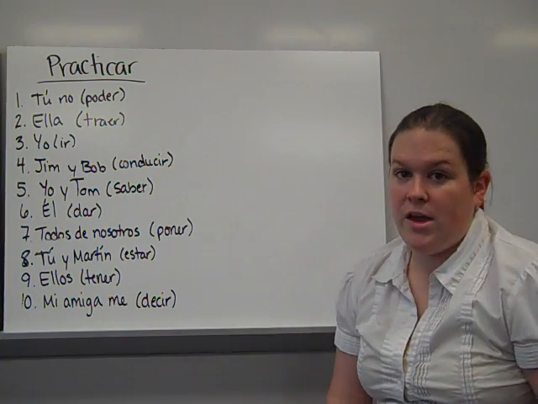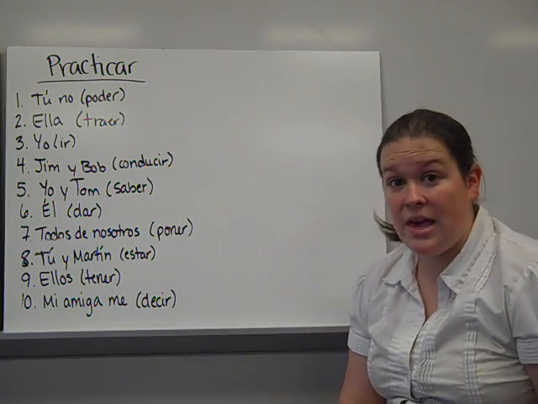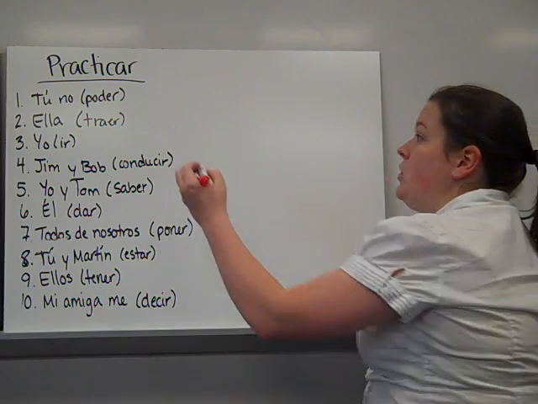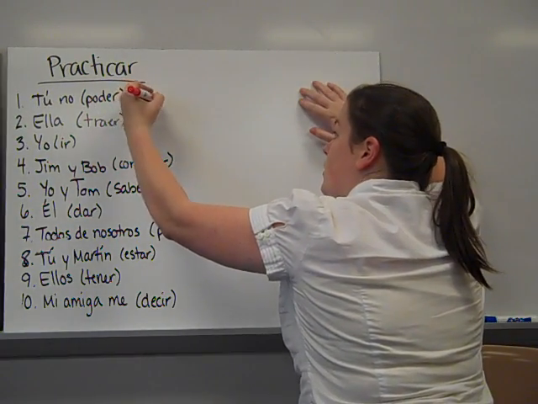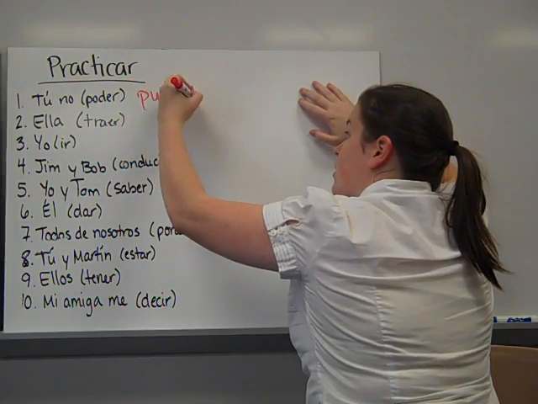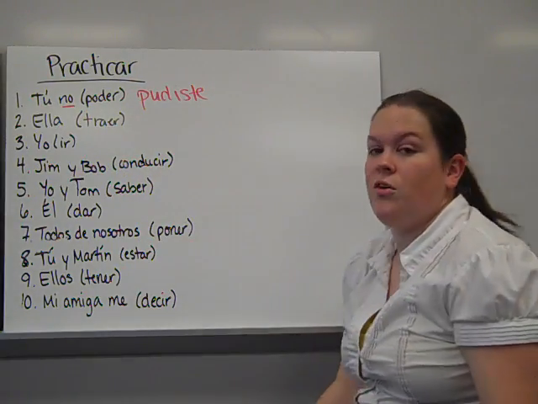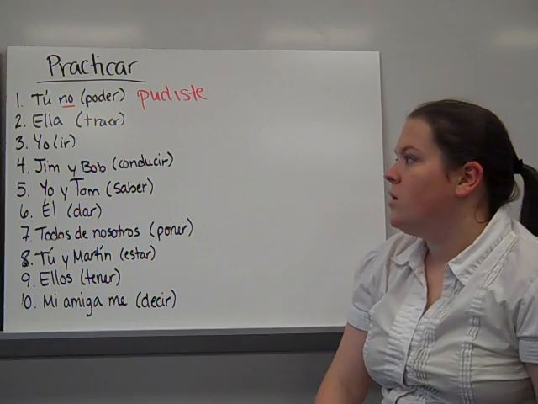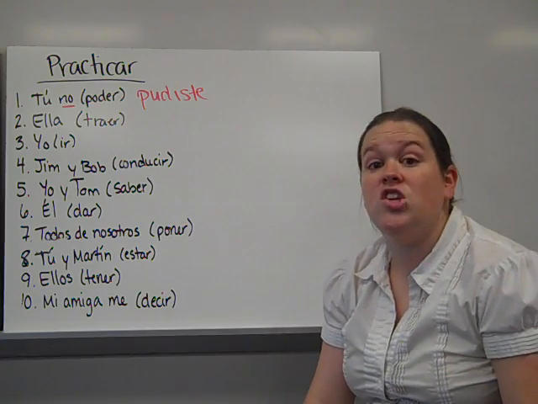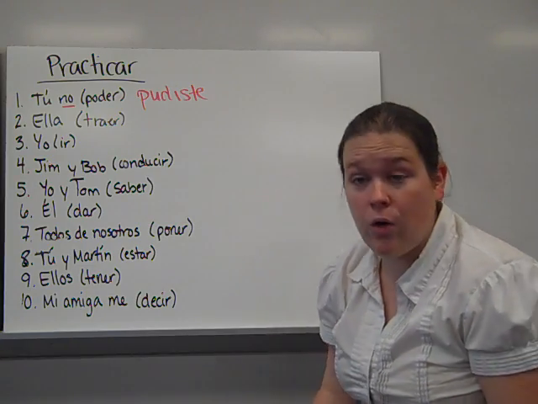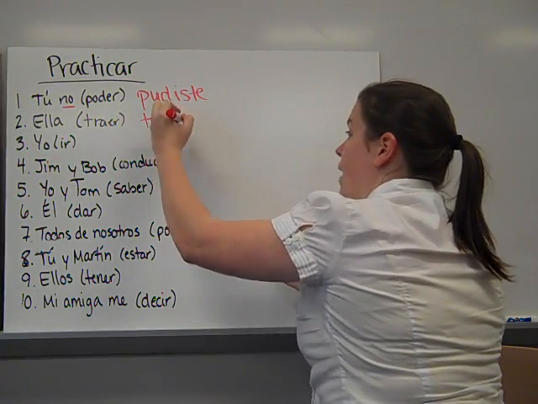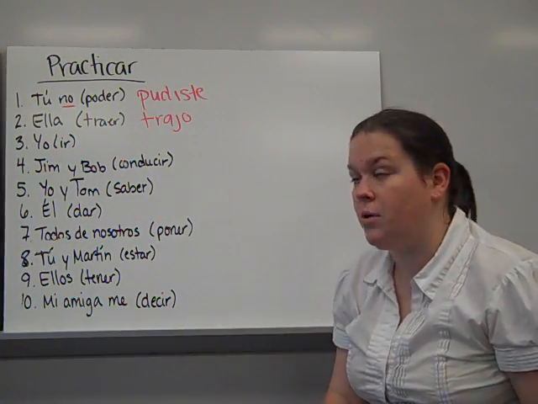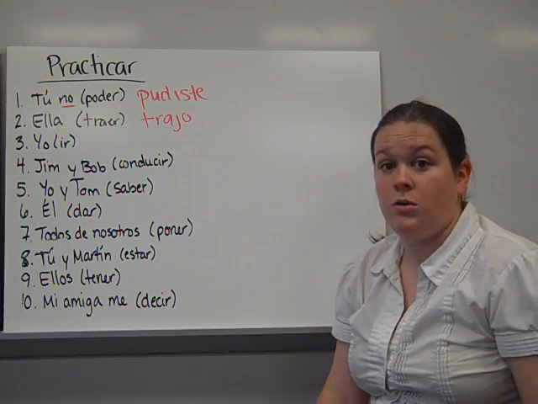Tú no poder. Poder is a PS verb, so it's going to change to a U. Instead of podiste, it'll be pudiste, and we already have our no right there. For ella traer, that is a J verb, so that's going to be trajo. No accent is necessary for any of these preterites. Yo ir is going to be fui.